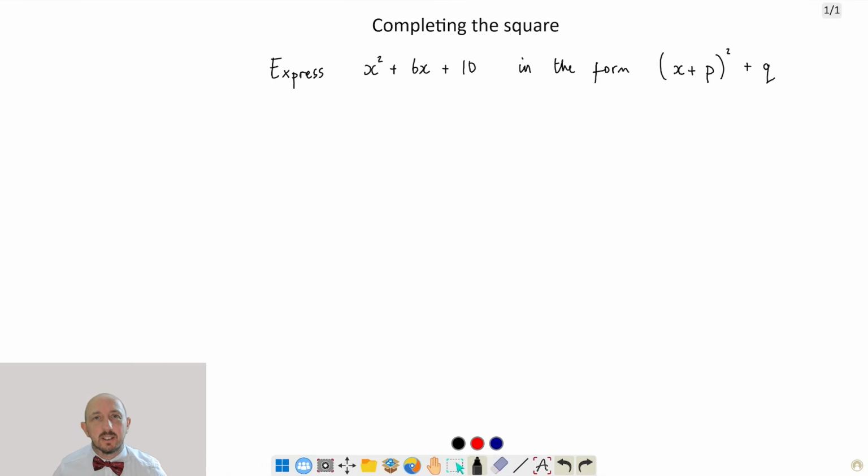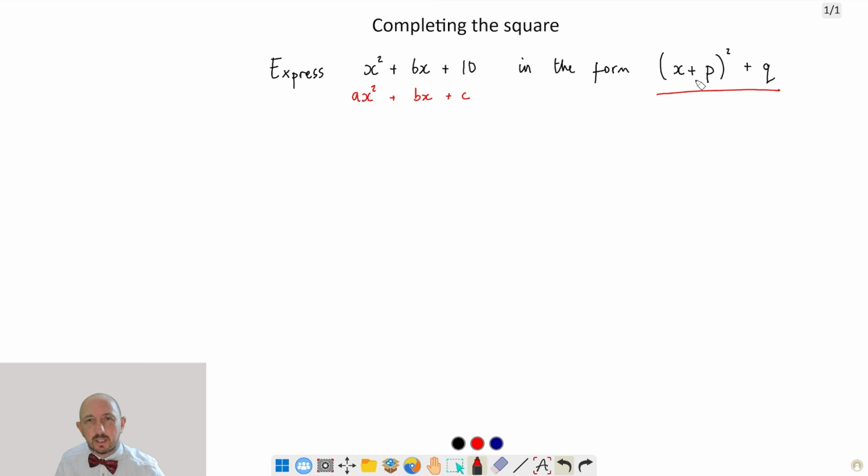In this video, we're going to be looking at completing the square. The first thing we need to know is a recap of quadratics, where we have ax squared plus bx plus c. When we're completing the square, it gives us this strange form: x plus p, all squared, plus q.